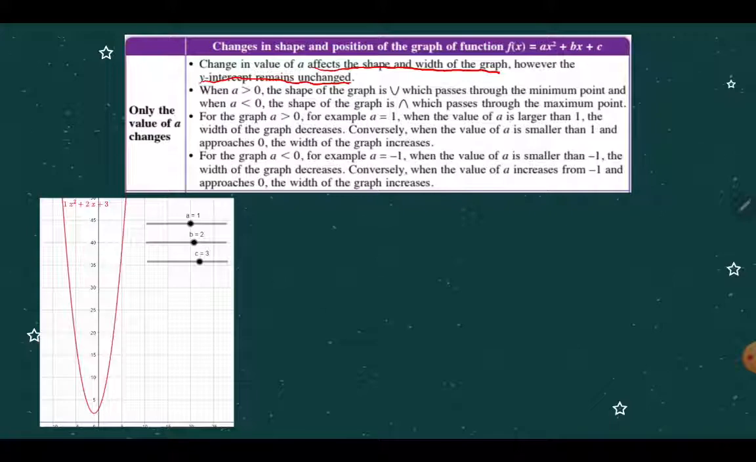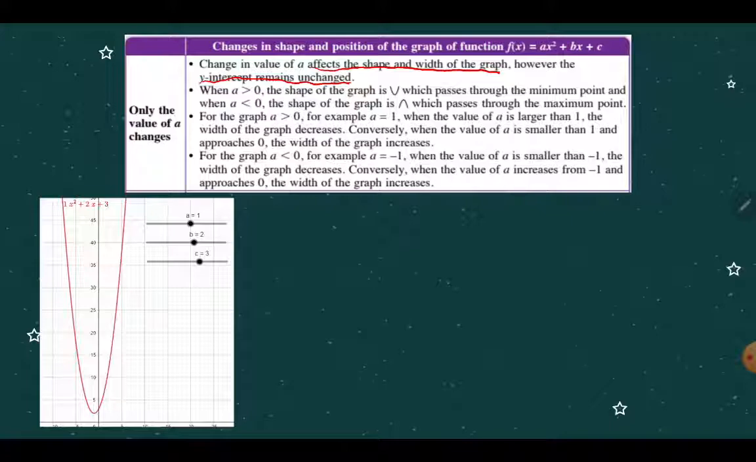We have proven this before. We have looked at the graph, how the graph changed, how the graph from a certain width became smaller, and how from a minimum graph it changed into a maximum graph. So it affects the shape and the width of the graph.